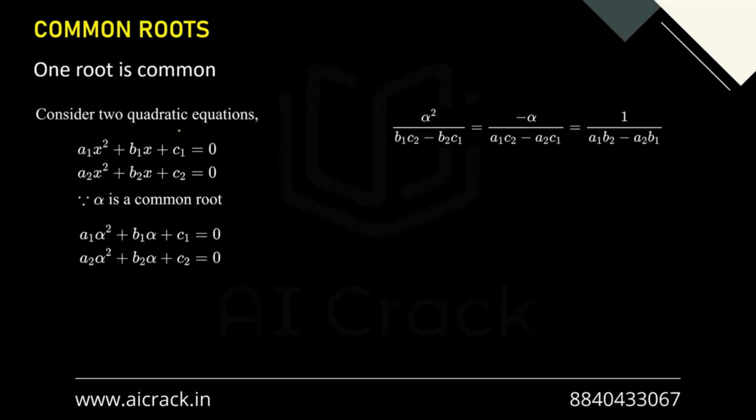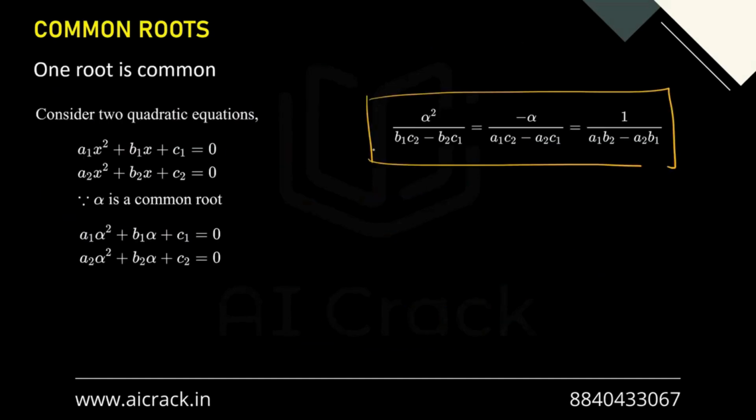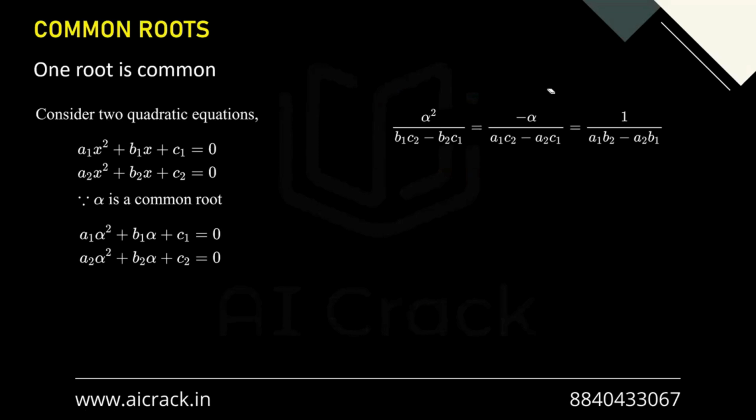And now let's talk about the other case when one root is common. Okay, so we have these two quadratic equations, a1x square plus b1x plus c1 equals to 0, a2x square plus b2x plus c2 equals to 0, and alpha is a common root. So when alpha is a common root, it's going to satisfy both the equations. That's why a1 alpha square plus b1 alpha plus c1 equals to 0, and a2 alpha square plus b2 alpha plus c2 equals to 0. Okay, now we have got this condition, just like we got a condition in the first case. Okay, how did we get this condition? Although it seems very complicated, how did we get this condition?